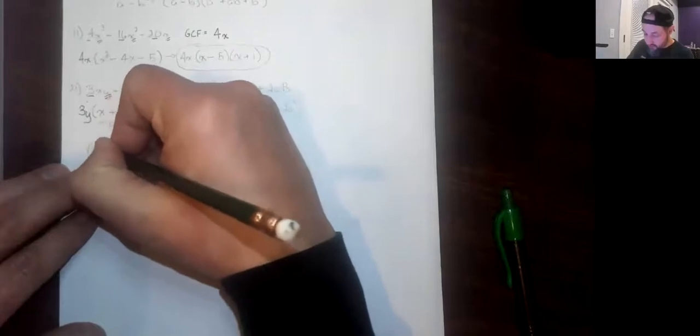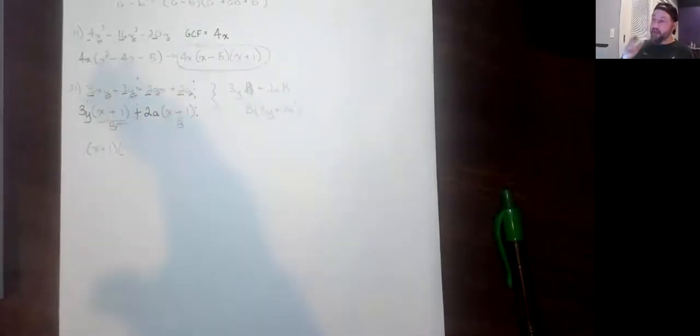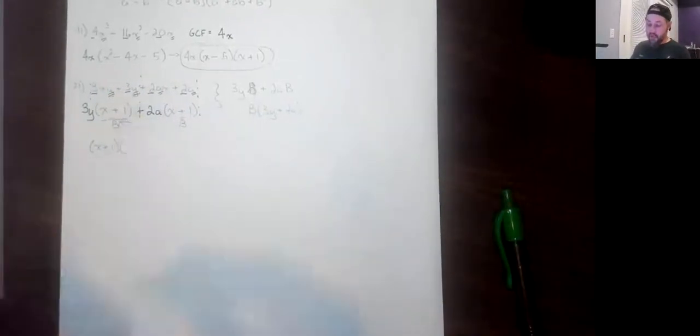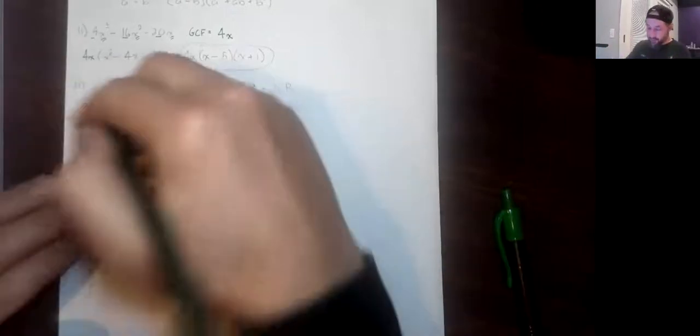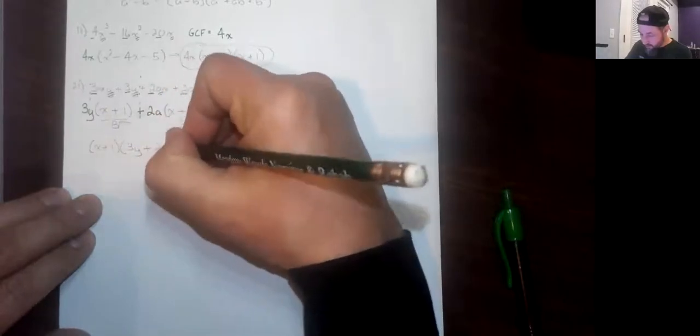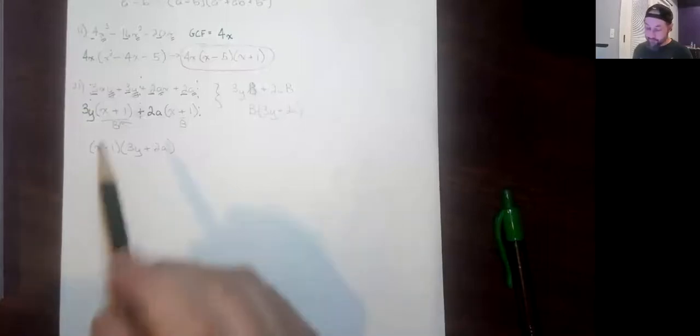So what I have is an x plus 1 that I'm pulling out. I'm factoring that x plus 1 out. So when I factor that x plus 1 out, I just write what's left. There's going to be two terms left. I stick them together. I have a 3y left, and I have a positive 2a left. Done. There's a grouping problem for you.